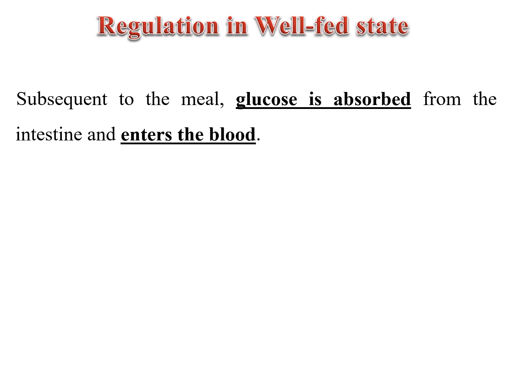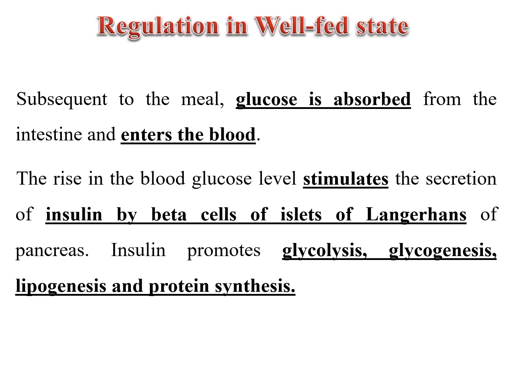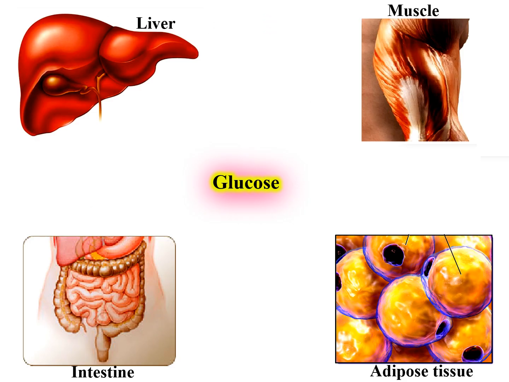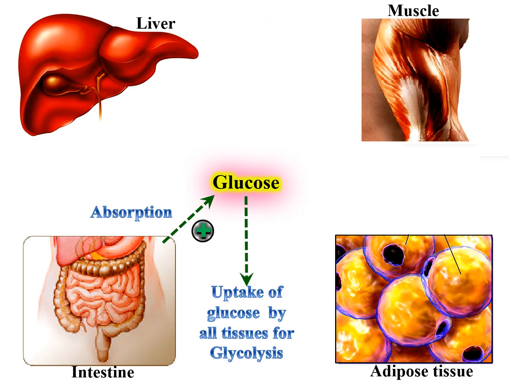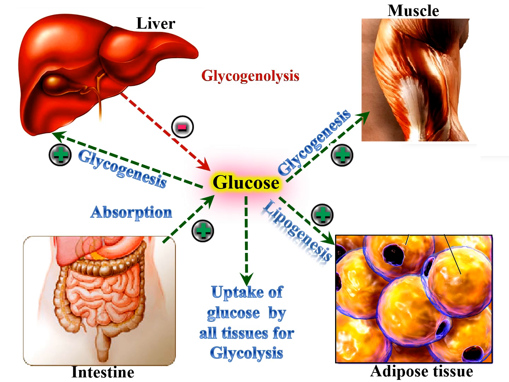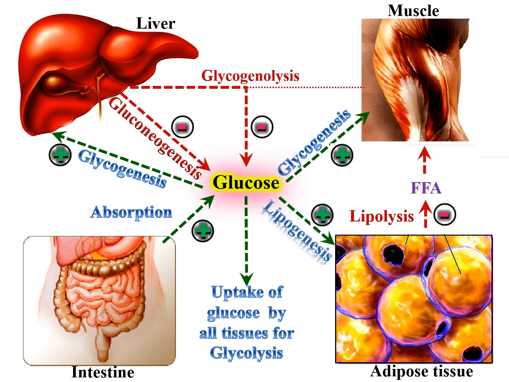Next, regulation in the well-fed state. Here it is subsequent to the meal. Glucose is absorbed from the intestine and enters the blood. It stimulates the secretion of insulin from beta cells of the islets of Langerhans. Insulin promotes glycolysis, glycogenesis, lipogenesis and protein synthesis. The same I have explained here in picture form. You can take a copy of it.